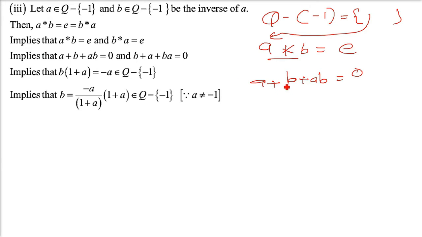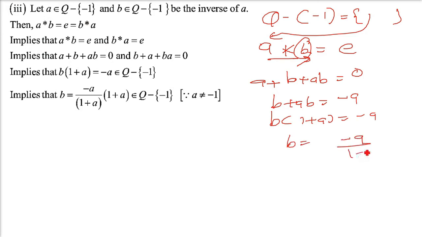Now what we have to find out? We have to find out B, because B is the inverse. When you operate A with the inverse, you get 0, that is E. So B we have to find out. In this expression, take B on the left and whatever is coming, put it on the right. So B plus AB equals negative A. Take B common, B times 1 plus A equals negative A. B equals negative A by 1 plus A. This B, negative A by 1 plus A, is actually the inverse.